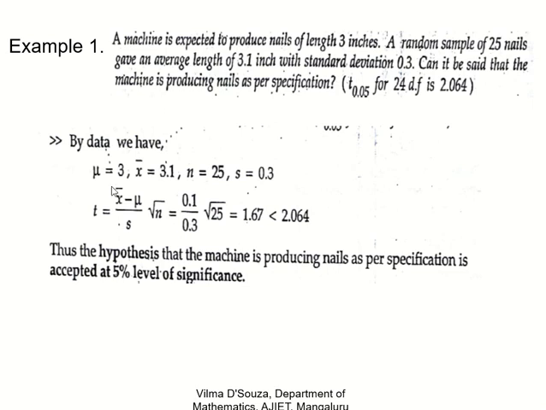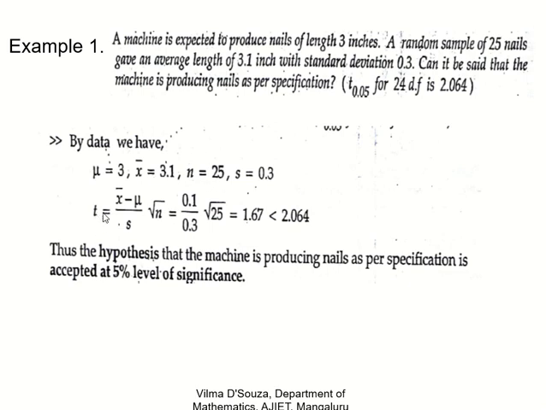Mu is equal to 3. A machine is expected to produce nails of length 3 inches. A random sample mean is 3.1, so x bar is 3.1. Average length is 3 inches, that refers to your population, but x bar is 3.1 for the sample. Standard deviation is 0.3, so S is also given here. No need to calculate S. S is given 0.3 and n is equal to 25.